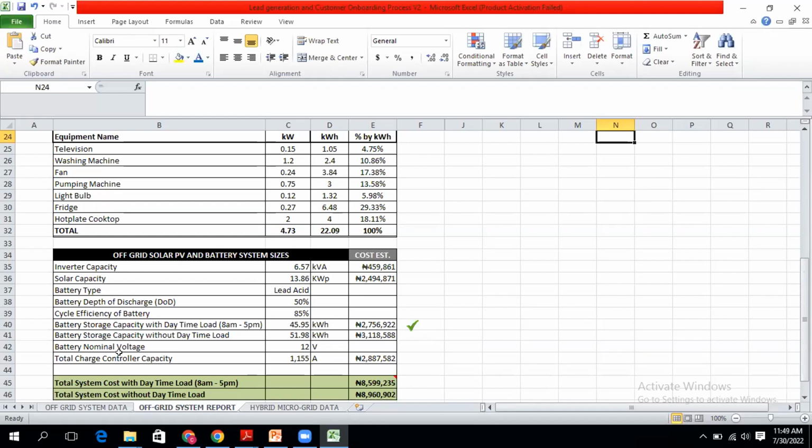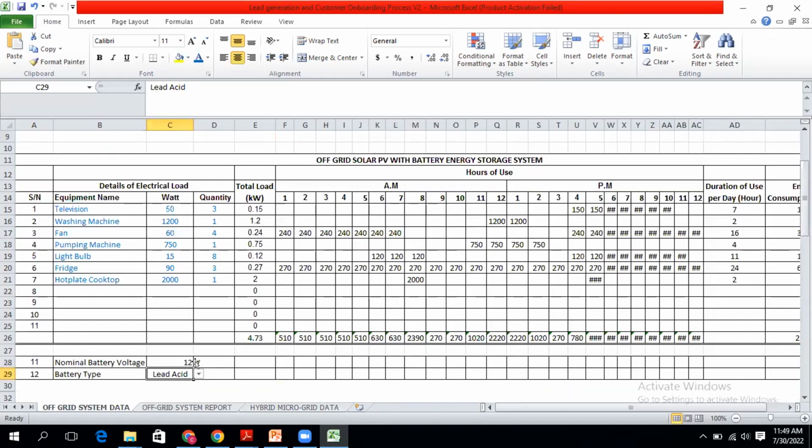Okay, and then the total charge controller capacity that is required is here. So let's go back and change it to 24 volts. I really don't like to work with 24 volts.